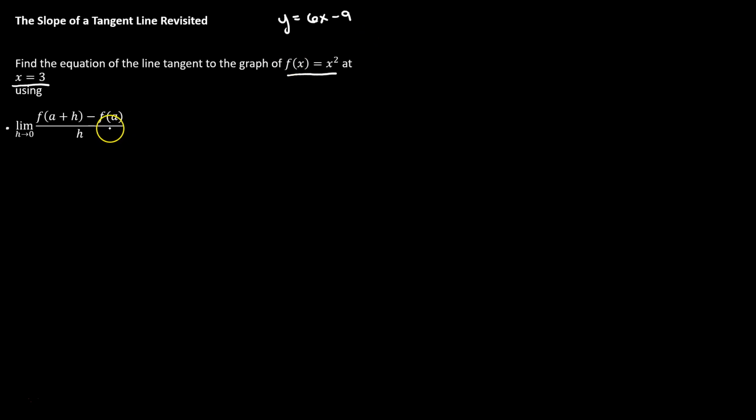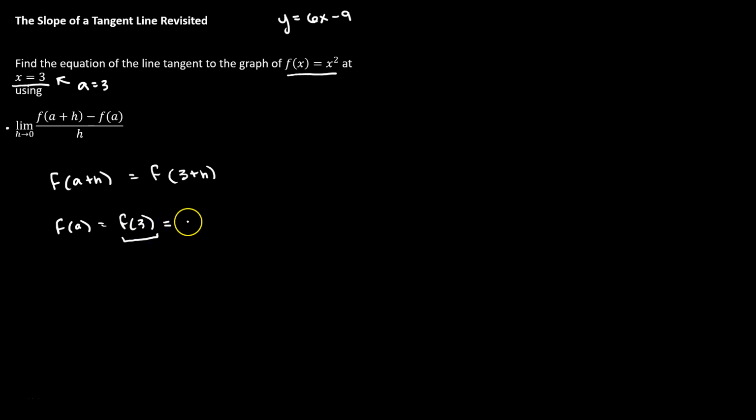This limit notation asks a few things of us. We need to know what f at a plus h is, and we need to know what f at a is. Now remember, x equals 3 tells us that a is 3 for this problem. So really, we're looking for f at 3 plus h, and we're looking for f at 3. And because we did this problem just a moment ago, we remember f at 3 is 9. It's 3 squared. But the f at 3 plus h we have not done yet. So let's go ahead and do that.